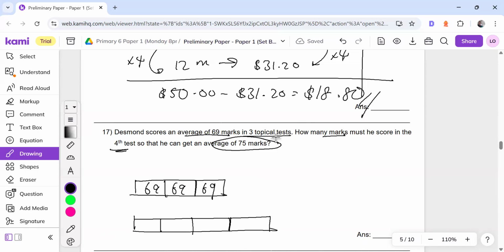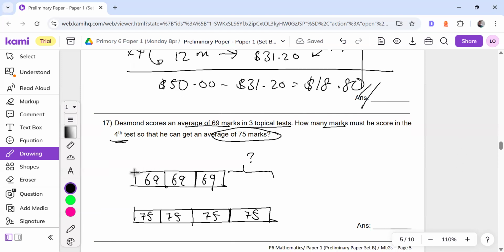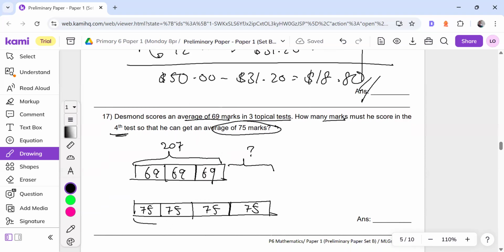So there will be altogether 4 tests now, and every one of them is 75. To find how many marks he must score, you will have to find the increase. The increase is the marks that he must score. So 69 times 3. Do your working. You will get 207. Then 75 times 4, you will get 300. So you minus to get the increase. So he must score 93 marks. Then the average will become higher, become 75.